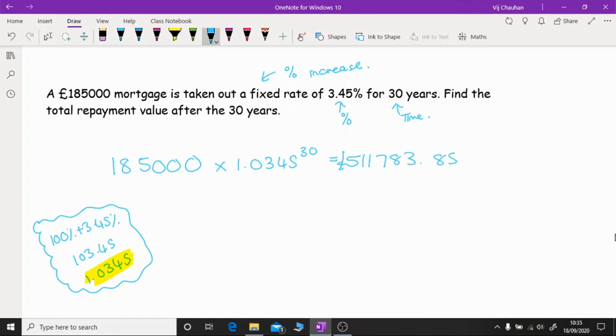That's going to be 511,783 and 85 pence. So to put into context, the average price of a house at this moment in time when I'm making this video is about 240,000 pounds to purchase a house. Deposit wise, you're probably looking at 10% at the very least, so you could take about £24,000 off that, leaving you with about £216,000.